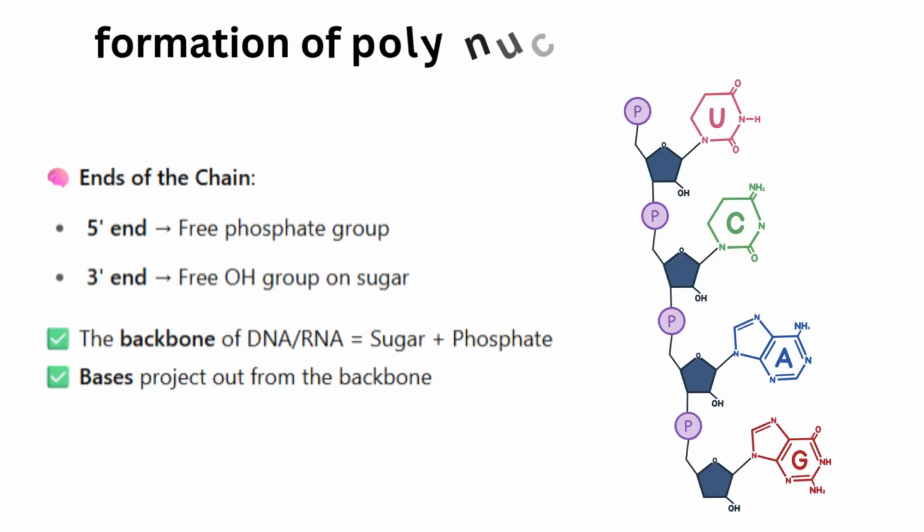The result is a sugar-phosphate backbone with attached nitrogenous bases. Ends of the chain: 5' end, free phosphate group. 3' end, free OH group on sugar. The backbone of DNA/RNA equals sugar plus phosphate. Bases project out from the backbone.